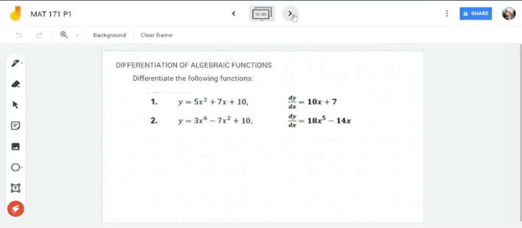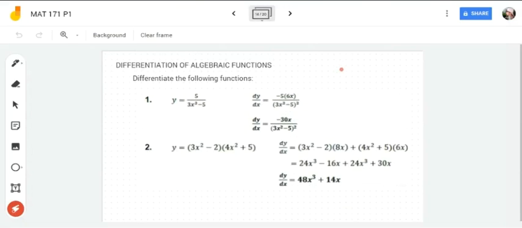Okay, next, let's go to more examples of differentiation of algebraic functions. We will find the derivative of 5 over 3x squared minus 5. Using the quotient rule, which is v du minus u dv over v squared, this is your u, and this is your v, 3x squared minus 5.